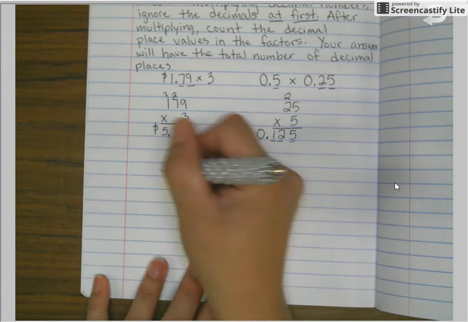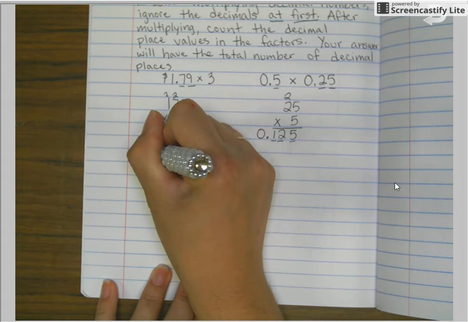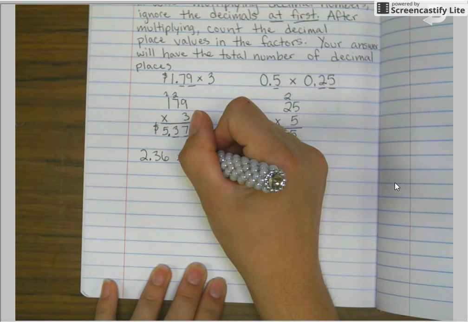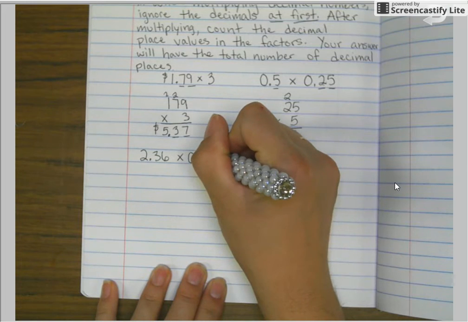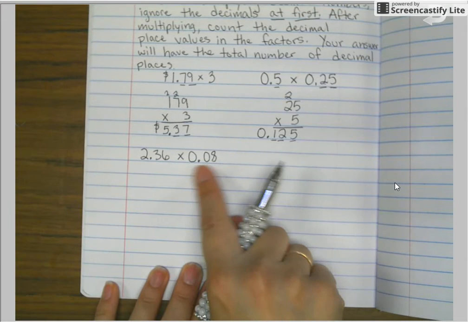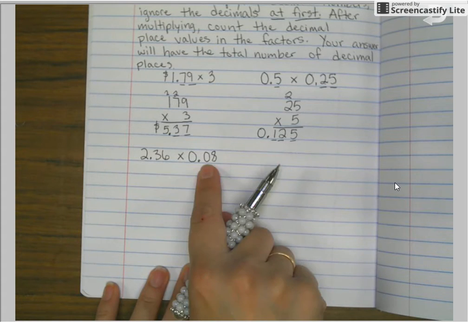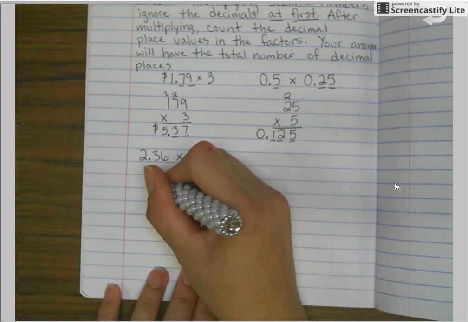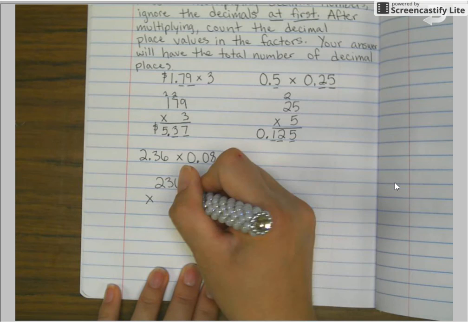So skip one line and I want you to write the problem. 2.36 multiplied by 0.8. So 8 tenths. Okay, remember this is smaller than 1. This is 8 tenths of 1. So this is going to end up being smaller than 2.36. Okay, so ignore the decimals at first. All right, 236 multiplied by 8.